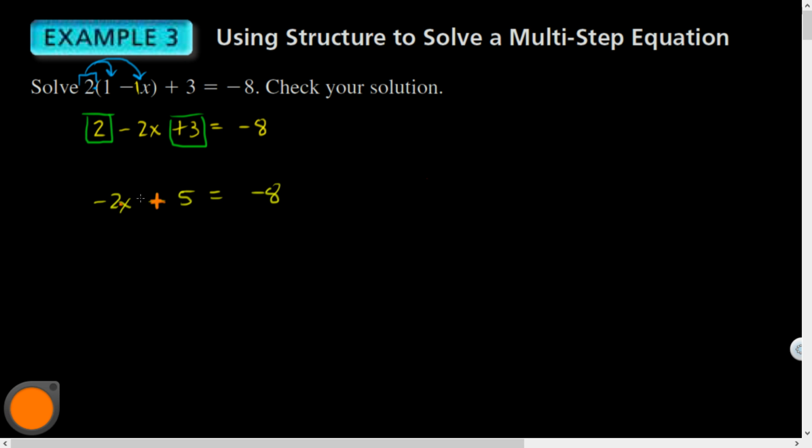Now, according to PEMDAS, multiplication comes first, but I'm working in reverse. You could divide by negative 2, but notice dividing by negative 2 is going to create a fraction, and I do not want fractions. You're not wrong. It's just going to be a hard way. You're going to have a hard problem ahead of you. So I recommend dealing with the addition first, so we'll subtract 5 from both sides.